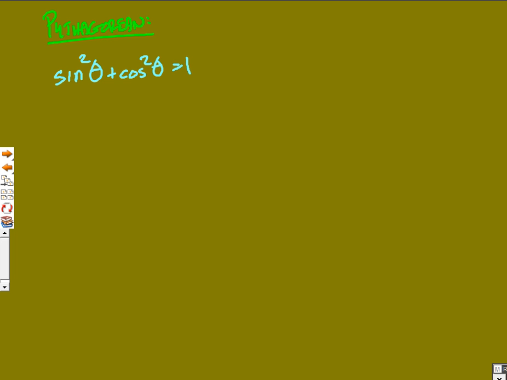So with this main Pythagorean identity, sine squared plus cosine squared equals 1, we can manipulate this equation. We can, for example, subtract cosine squared from both sides and get that equation, or subtract sine squared from both sides and get that equation. That's just a manipulation of this same identity.